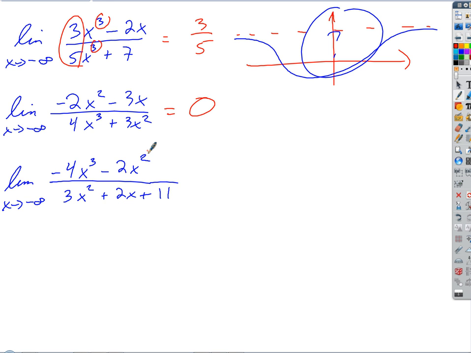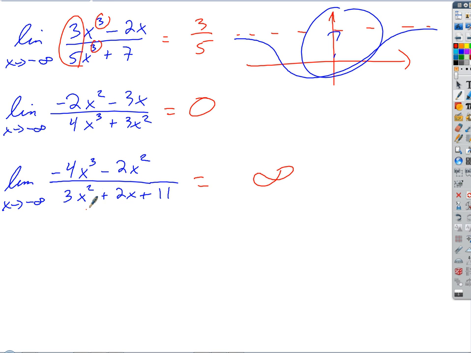I kind of let the cat out of the bag here, but what's going to be the answer to this one? Okay, we know we're going to get infinity, right? Because the top is more powerful than the bottom. So it's some kind of infinity. How do we find out if it's positive or negative?